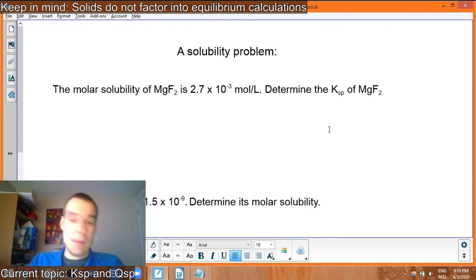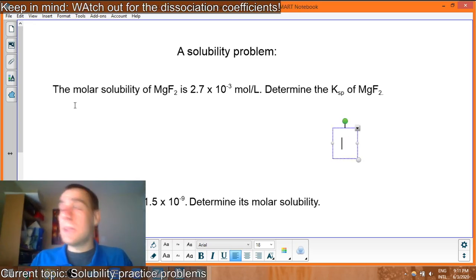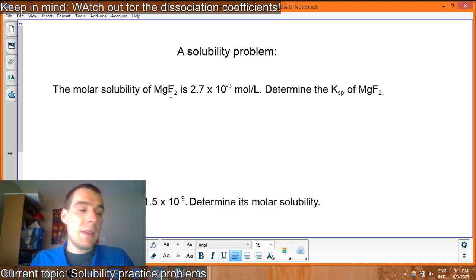So let's do some solubility practice problems. I'm going to pause and get that set up. Okay, we're going to start with our first one here. It says that the molar solubility of MgF2, magnesium fluoride, is 2.7 times 10 to the negative 3 moles per liter. That means that at maximum, 2.7 times 10 to the negative 3 moles per liter of magnesium fluoride will dissolve in our water. We have to determine the KSP at whatever that temperature is.